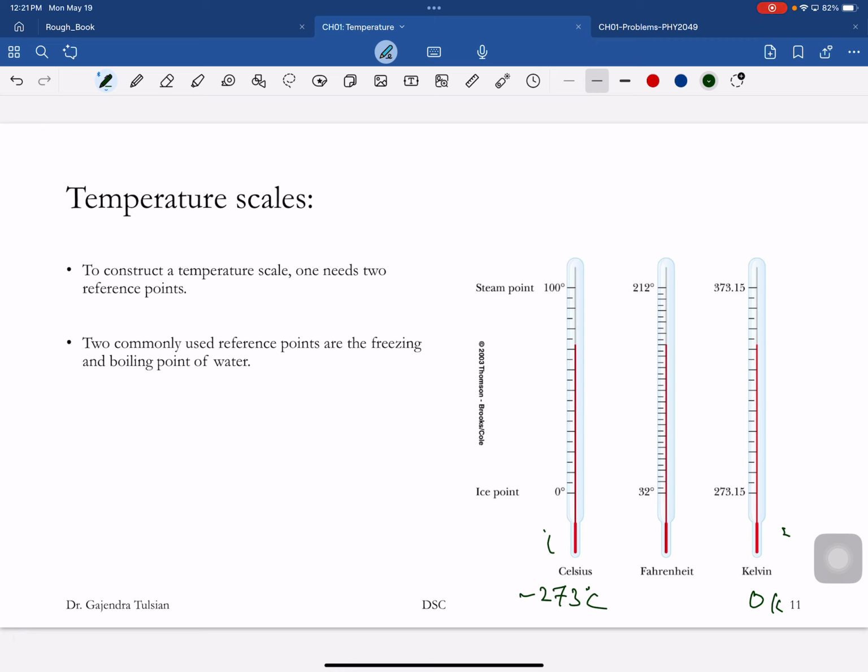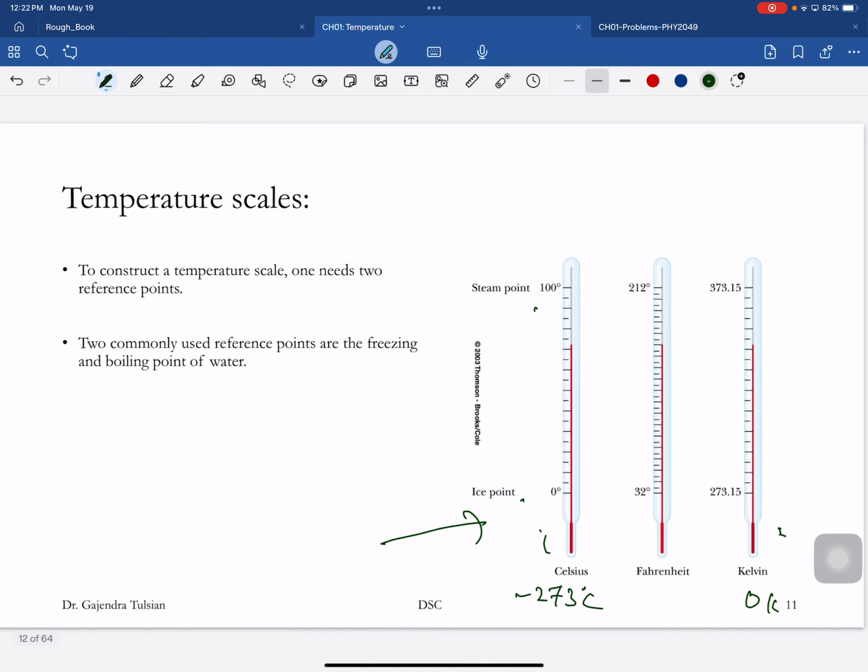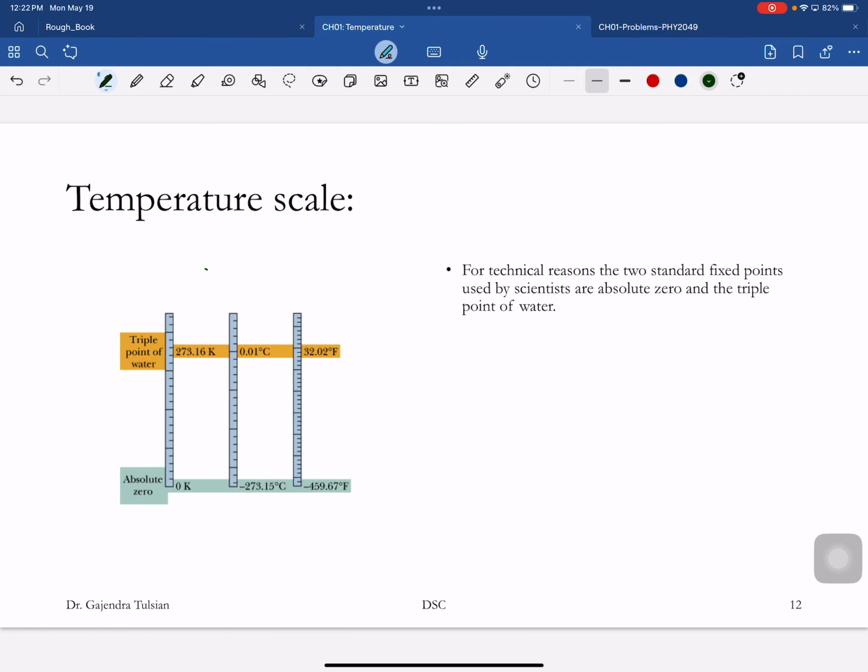So now, how many temperature scales can you make? Infinite number. Okay. All you need is two physical phenomena and call them anything you want. So, for technical reasons, we use a more precise phenomenon. Absolute 0 is one unique definition, and the triple point of water is a more precise temperature. Okay? And the triple point of water happens at 273.16 Kelvin.